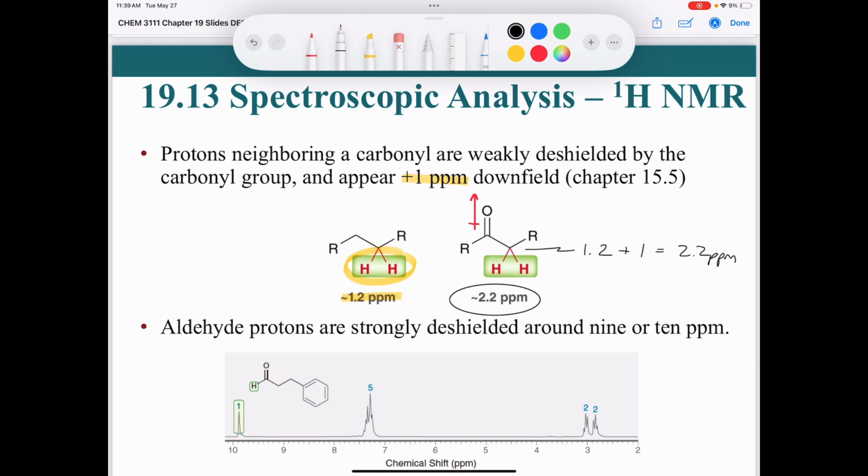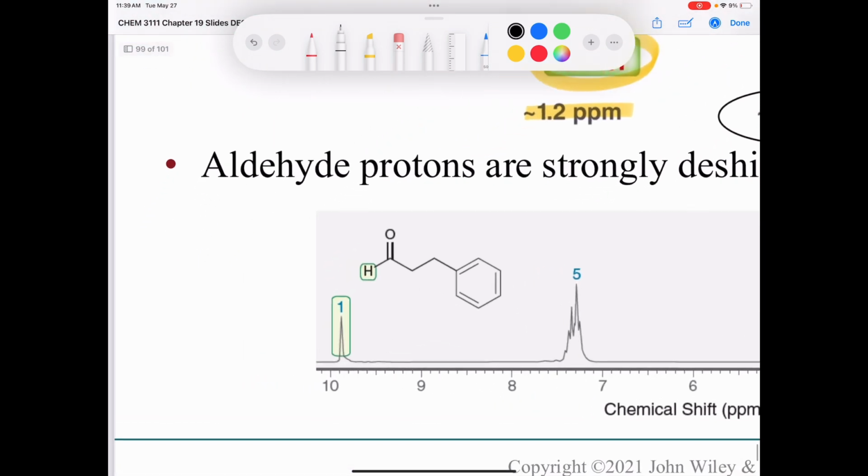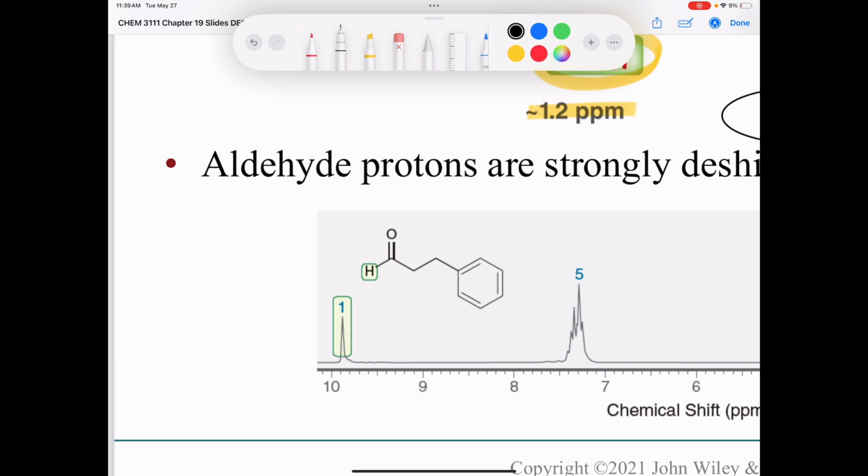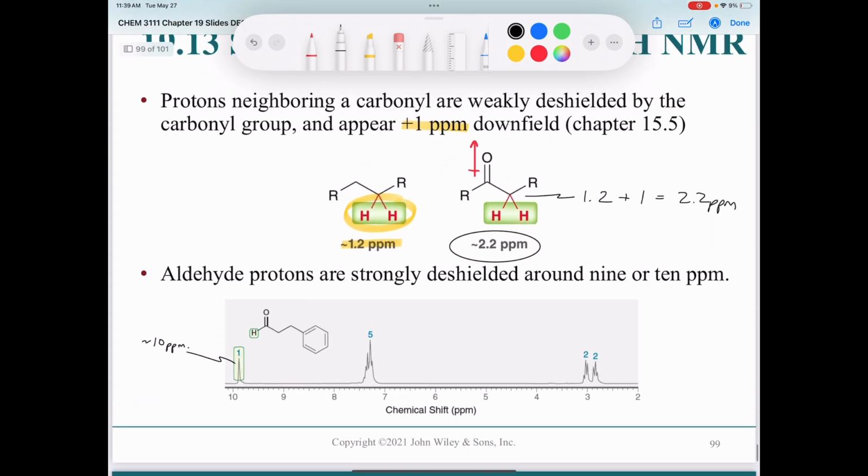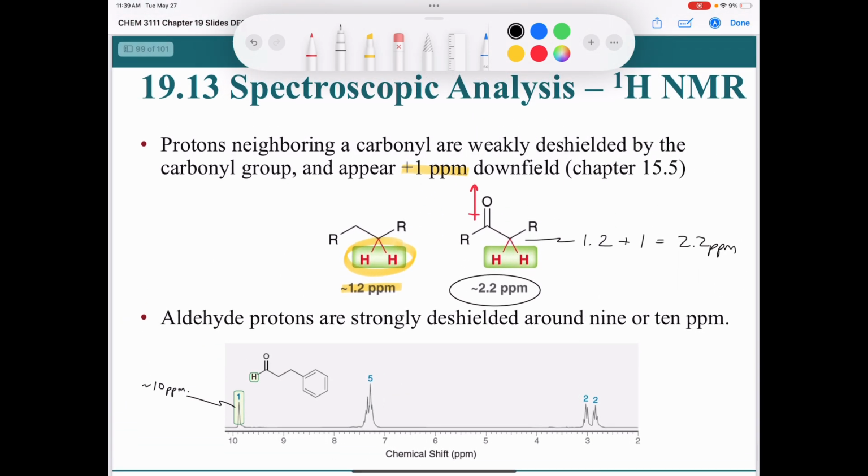Next, if you have a singlet in your NMR around 10 parts per million, that's usually a dead giveaway that you have an aldehyde. So you can see that this compound is an aldehyde. Here it says around 9 or 10. I usually think it's closer to 10.